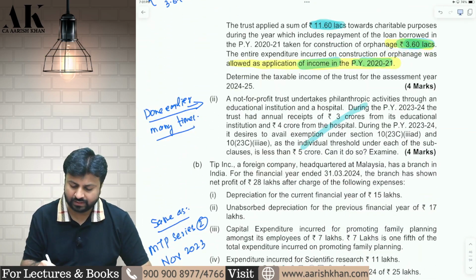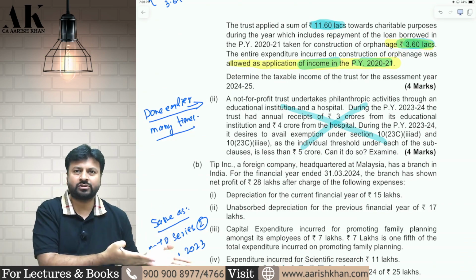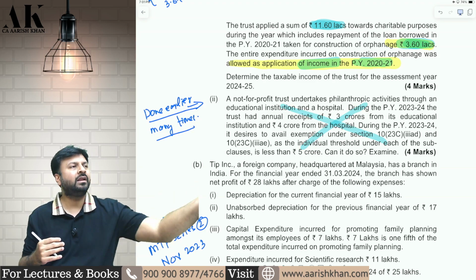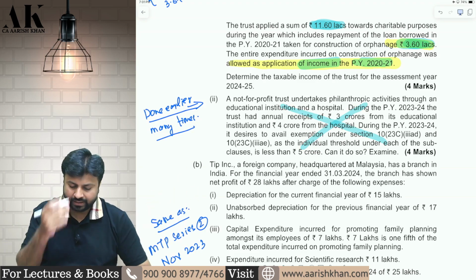Now, the next question we have done a lot of times. You can check this. You are a hospital as well as a school. 3 crore you are receiving for hospital, 4 crore you are receiving for school. You have to aggregate both of them and check the limit of 5 crore. 100 times we have done this question.